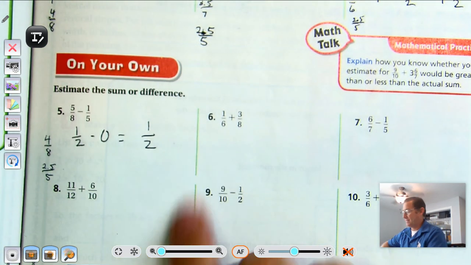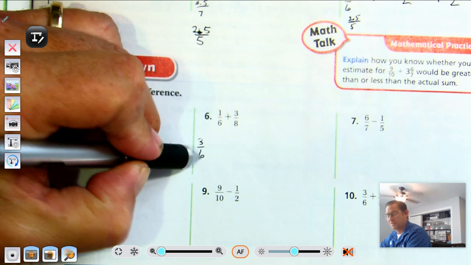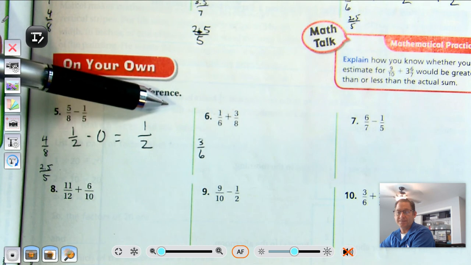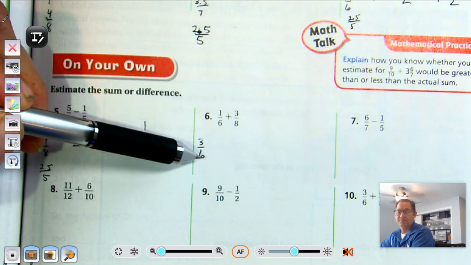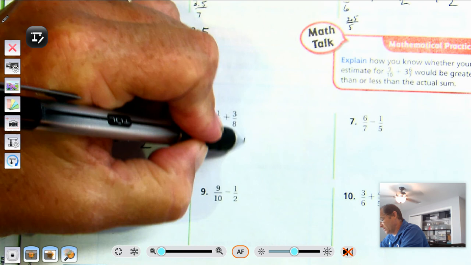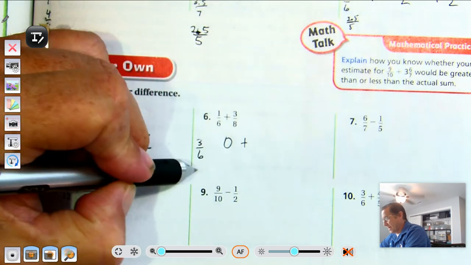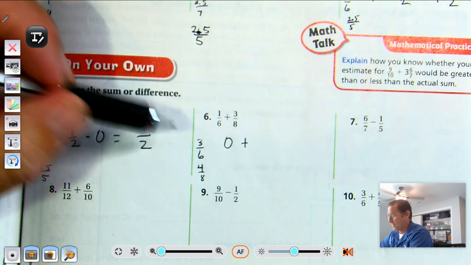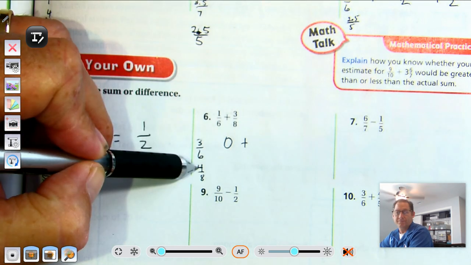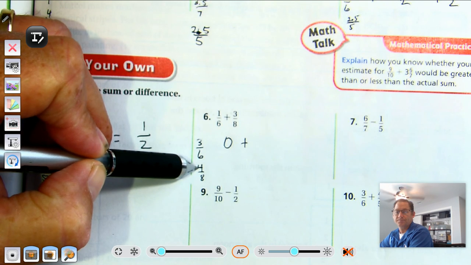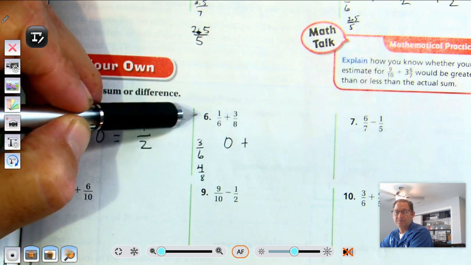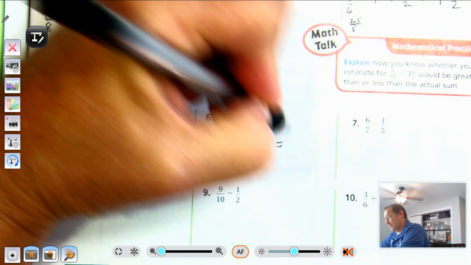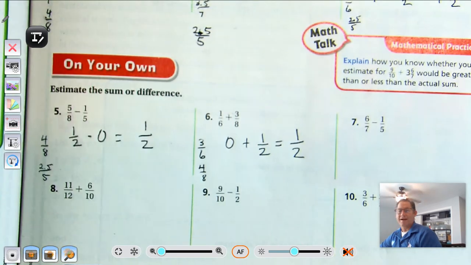All right, 1/6. Half of 6 is 3/6. Isn't 1/6 closer to 0/6 than it is to 3/6? Yeah, so let's round 1/6 to 0. And 3/8, half of 8 is 4/8, and 3/8 is only 1 away from 4/8. And it's 3 away from 0/8. So I'm going to make 3/8 1/2. And 0 plus 1/2 is 1/2.